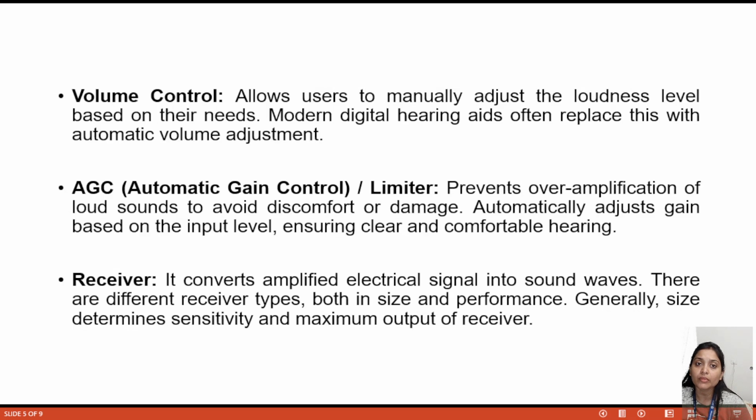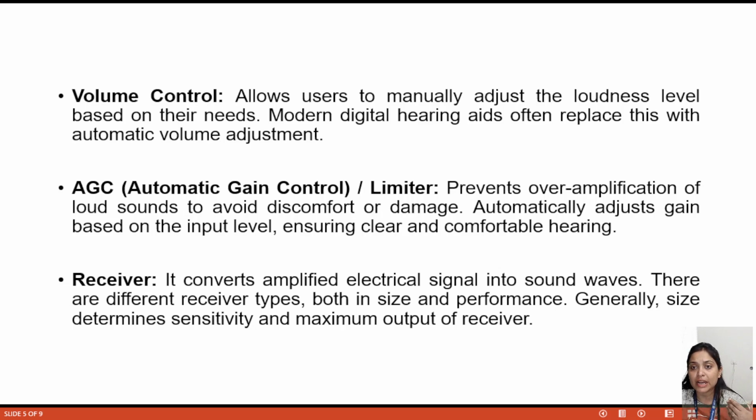Okay. Now we are coming to the volume control. From this term you can understand, if the volume is very large, then the hearing impaired people can easily control the volume. Okay. So it allows the user to manually adjust the loudness level based on their needs. Modern digital hearing aids often replace this with automatic volume adjustment. Okay.